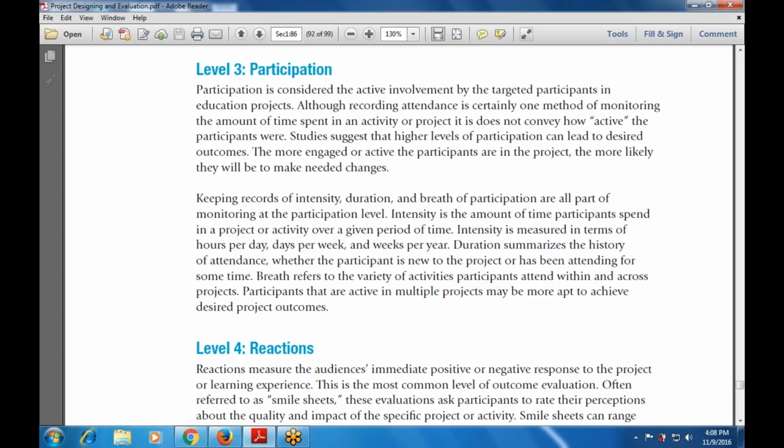That means active participation will lead to higher development, a higher targeted audience or high aim. And keep records of the intensity, duration, and breadth of the participation. Breadth in the sense of what are the various activities that are performed, which is a part of monitoring at the participation level. And intensity is the amount of time that participants spend in the project or the activity over a given period of time.